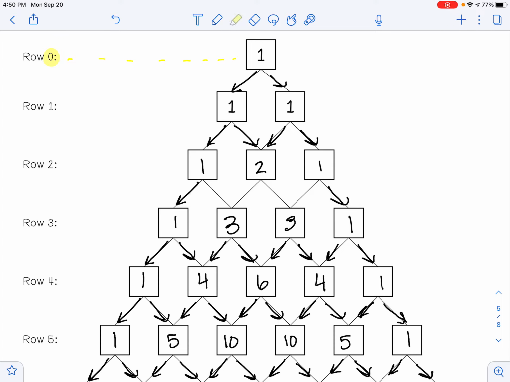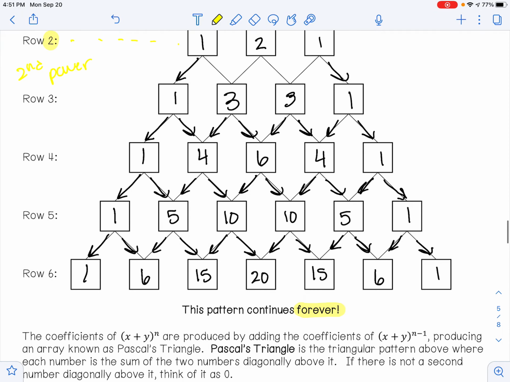If I have a binomial raised to the 1st power, then these would be the coefficients of the terms in the binomial. If I have something raised to the 2nd power, then these would be the coefficients. So this represents the 0th power, the 1st power, the 2nd power, and so on. And this is going to be really useful to us when we start multiplying these binomials.